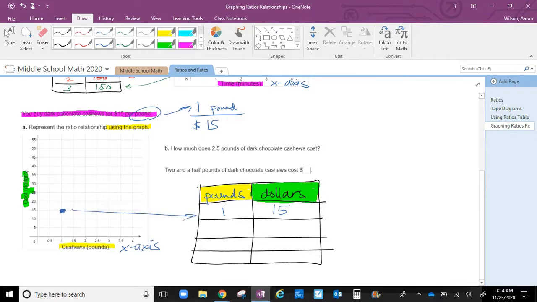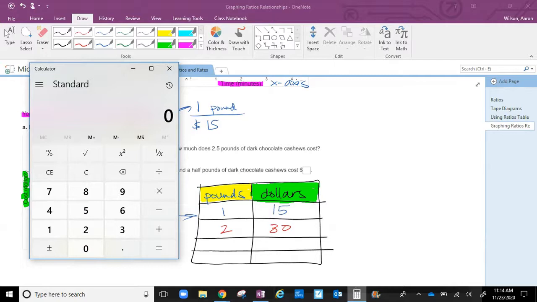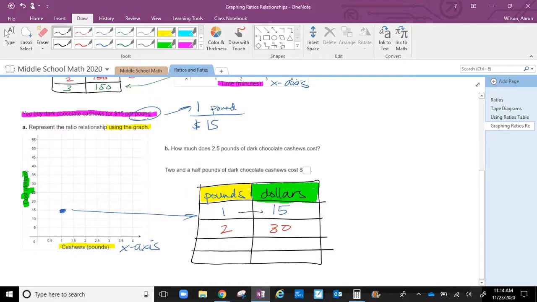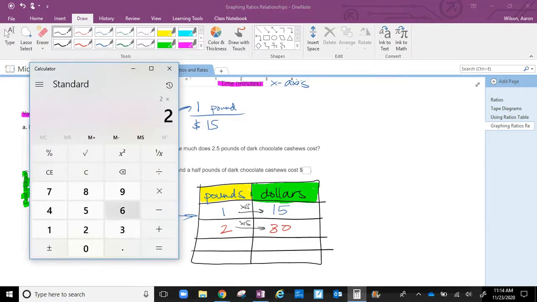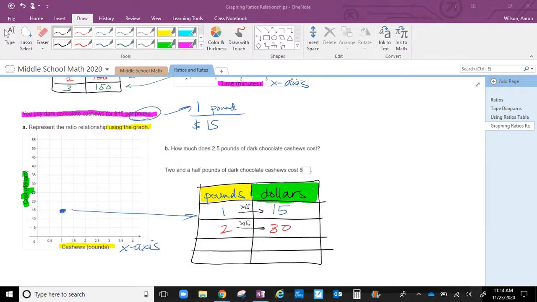That's the first point. Then we can jump down and say, okay, let's say we bought 2 pounds. Well, if 1 pound is $15, that means 2 pounds is going to be $30. How did I do that? Well, every pound is 15. So all you have to do is take the number of pounds you're buying and multiply it by 15. How do I know this? Well, how do you go from 1 to 15? That's a multiplication of 15. How do you go from 2 to 30? That's, again, multiplication of 15. So just to prove it on the calculator, I would take my 2 and multiply by $15, and I would have to spend $30 on the 2 pounds of dark chocolate cashews.